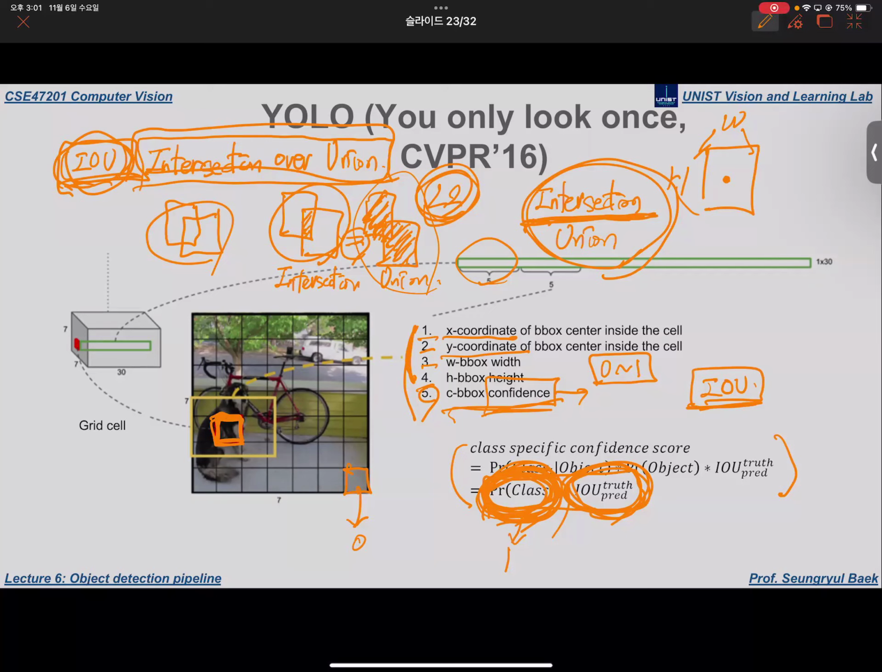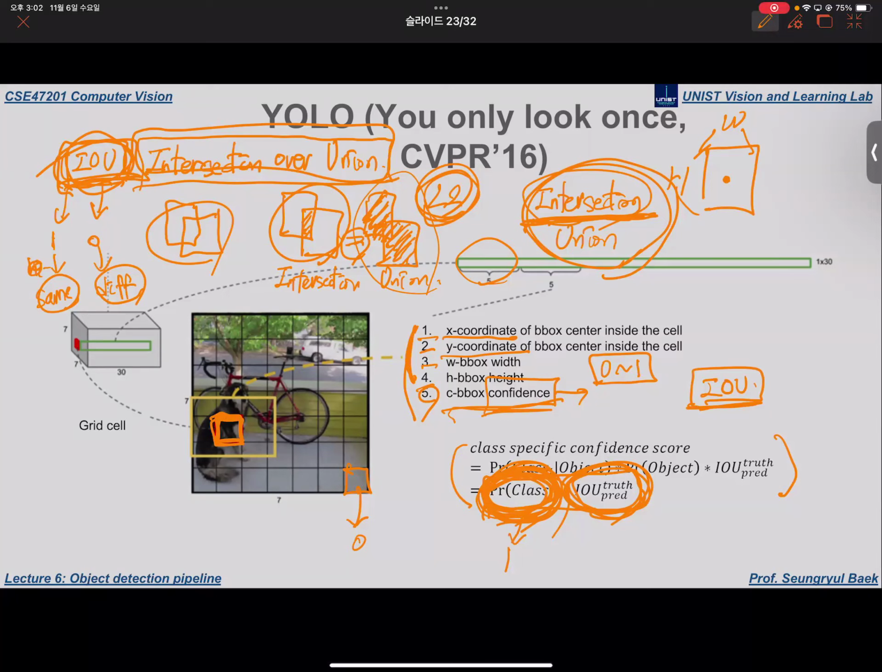And if this value is 1, it means those two bounding boxes are actually the same. And if IOU becomes 0, it means there is no intersected region, so the two bounding boxes are totally different. So IOU is the measure for calculating the distance between two bounding boxes. Okay, are you guys understanding this?